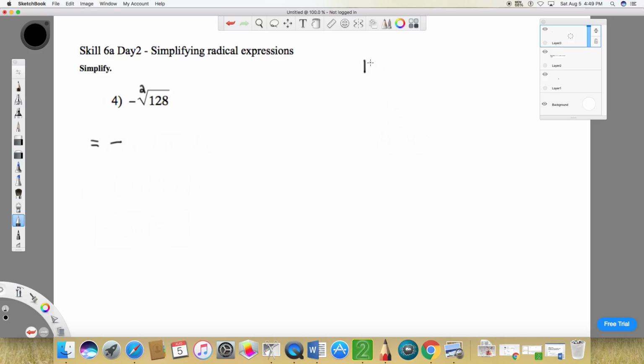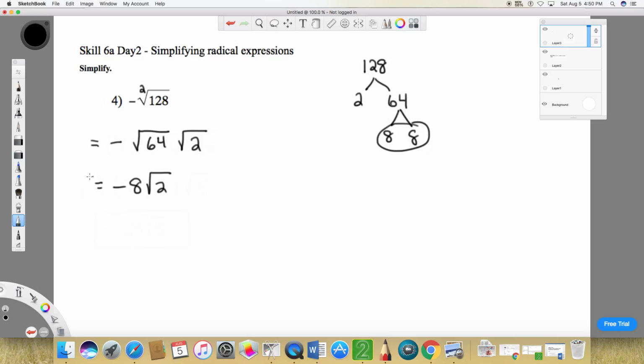For 128, let's break it down, and we can break it down to 2 times 64, and 64 is a perfect square because 64 is 8 times 8. So we have found a pair. We know that the square root of 128 breaks apart into the square root of 64 and the square root of 2. And we've just shown over here that with 64, we have a pair of 8s, times the square root of 2.